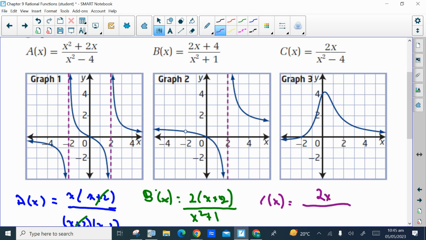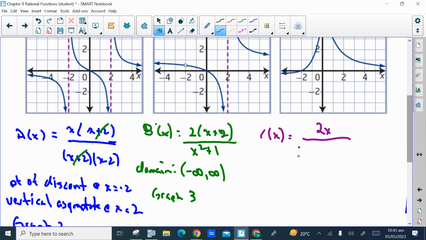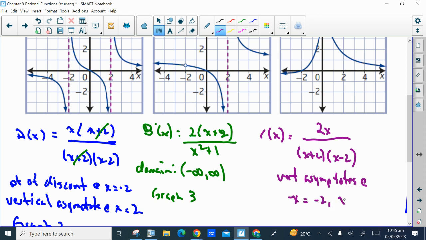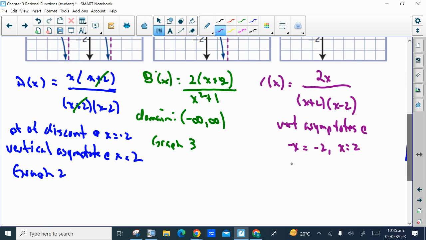Because when you factor the denominator of x squared minus 4, again, it's x plus 2, x minus 2. There are non-permissive values of -2 and +2. Those factors don't cancel, so therefore there's vertical asymptotes at 2 and -2. Which is what graph 1 shows.